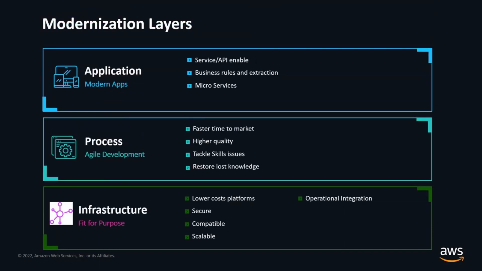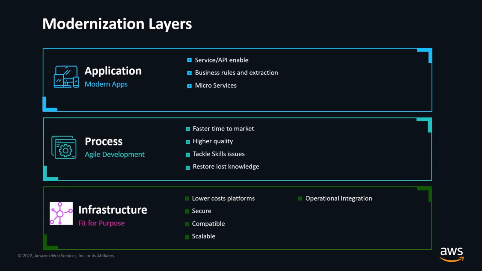When we talk about modernization, we look at it from these three lenses. Application modernization, which is modernizing the application itself, service enabling it, identification of business rules and extracting them to microservices as an example. Process modernization, which is modernizing the way you deliver software using modern tools such as Eclipse and modern methodologies such as DevOps and Agile. And infrastructure modernization, which is essentially running your mainframe applications on a modern, secured, and scalable platform, which is exactly what the AWS Mainframe Modernization Service does.